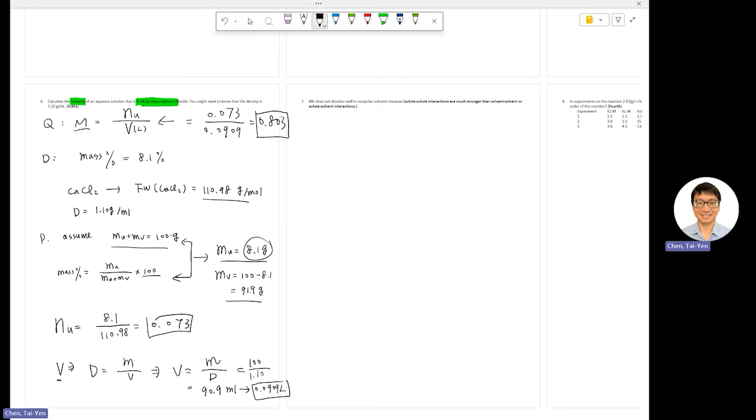So, recap this quickly. When we see two concentration terms, it's a standard concentration conversion type of question, right? For these types of questions, you always need to make an assumption. That's how you get started. In this case, we assume the mass of the solution equals 100. Then we can compute the mass of the solute and the mass of the solvent.